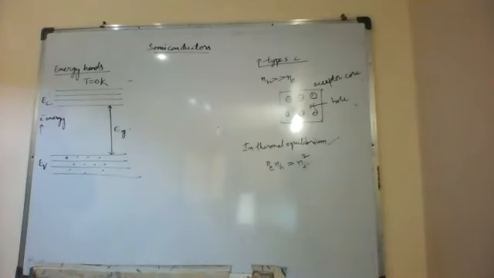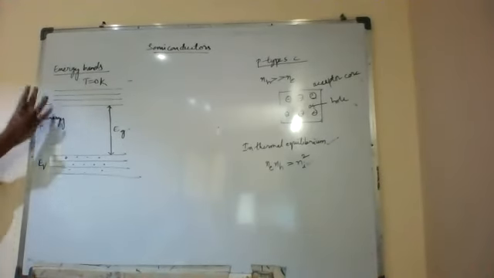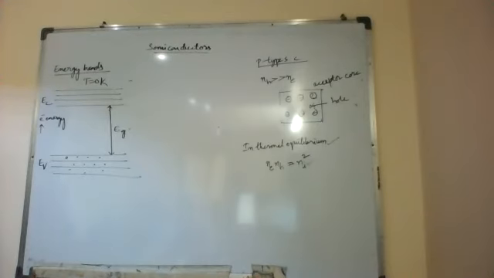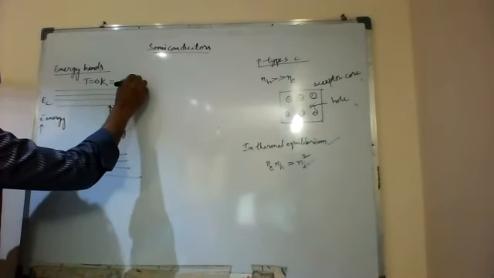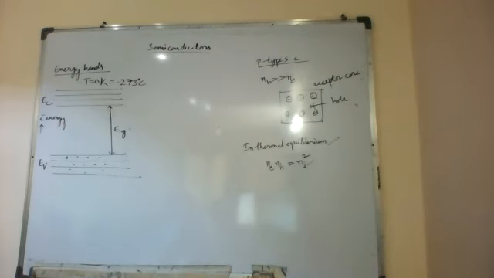Now, suppose the temperature is 0 Kelvin. 0 Kelvin means how much? Minus 273 degrees centigrade, right? This is my temperature now. At that time, almost all the electrons are in the ground state, or what we call the valence energy level.